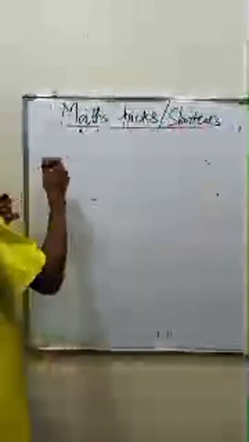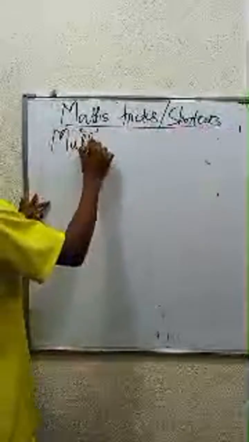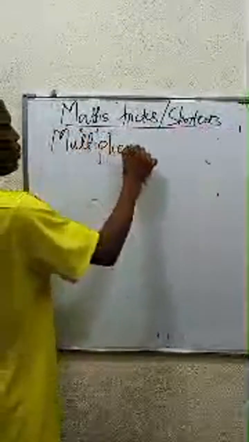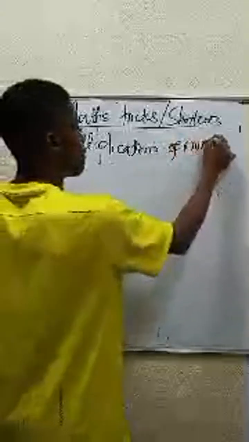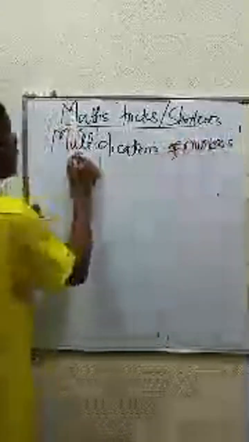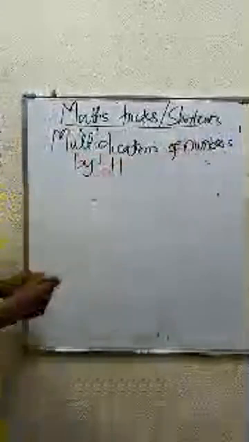So the next thing we look at is the next trick on our list: multiplication of numbers by 11. This one is very, very cool. I so much like this trick.